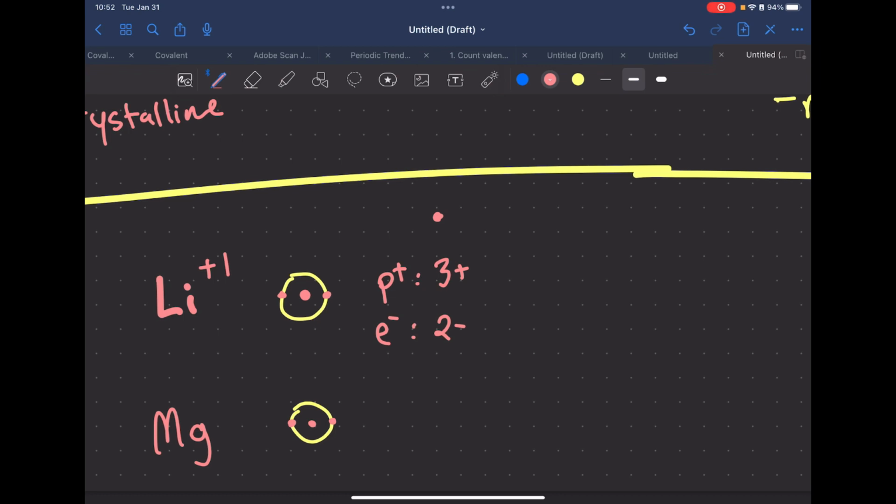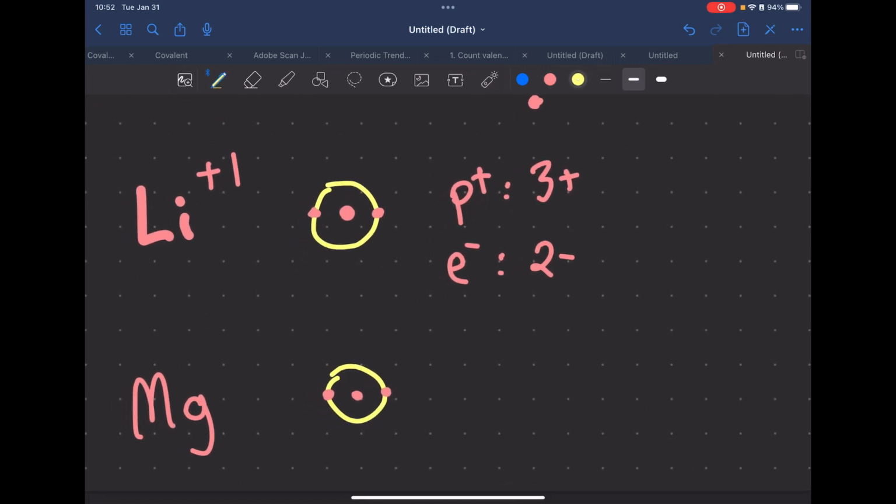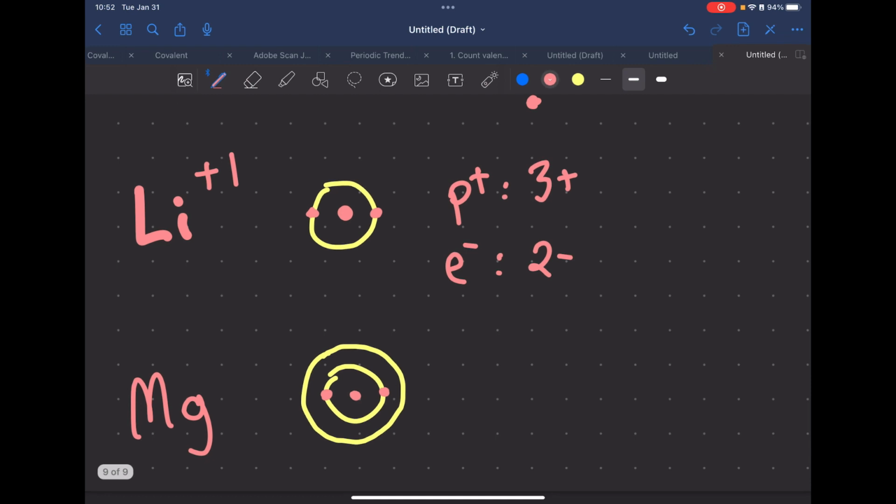So again, with magnesium, I can only fit 2 electrons in the innermost ring, and I need to add another one. Not 10, right? Because this second ring can fit 8. Yeah? That one can fit 8. If this is new information to you, that's okay.